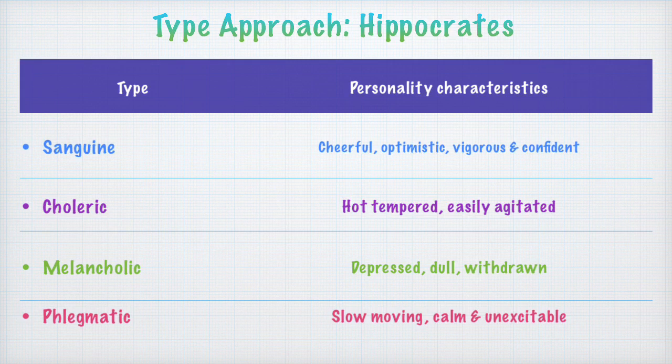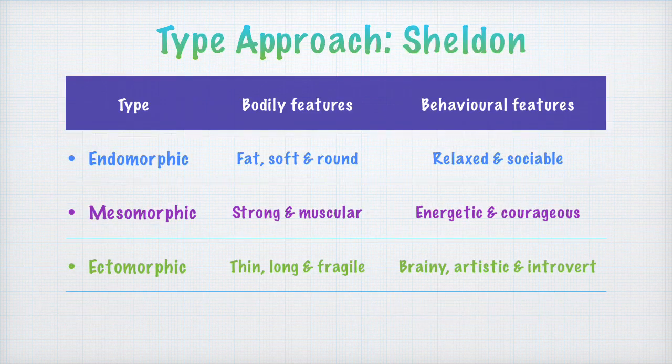Now we'll shift our attention to the next type theory given by Sheldon. Sheldon characterized personality into 3 types. According to Sheldon, there are 3 types of personalities which are endomorphic, mesomorphic and ectomorphic. Each body type is characterized by certain bodily features and specific behavioral features. So we'll understand one by one.